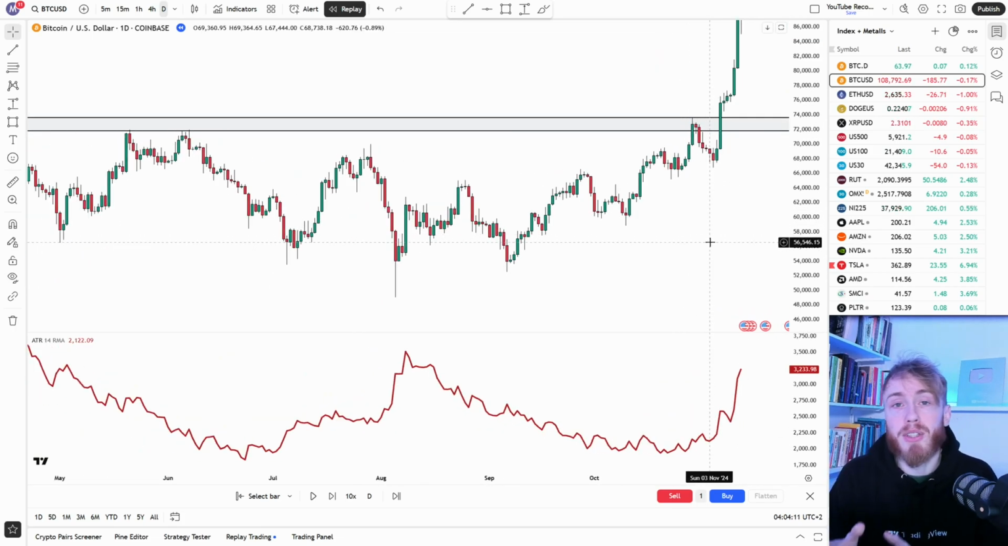Price action and market structure is basically the foundation of, at least in my opinion, pretty much all technical analysis.